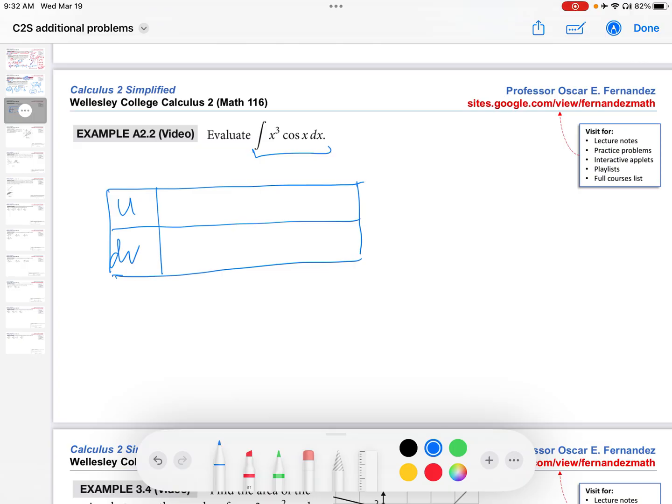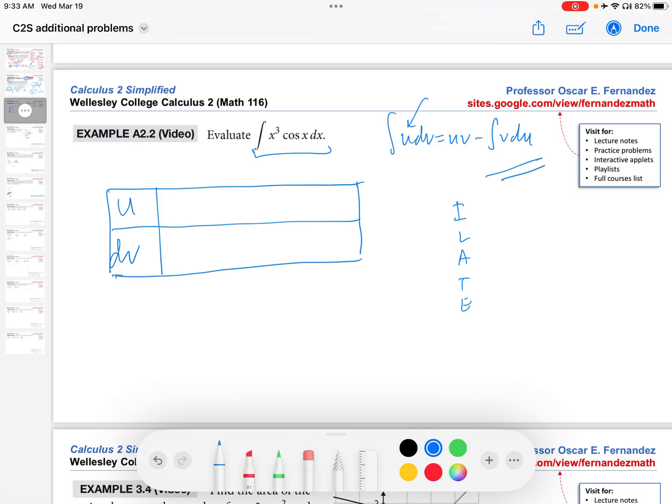Okay, so in your table of values, remember that we're doing integration by parts. So the integral of u dv equals u times v minus the integral of v du. That's our standard integration by parts formula. And first of all, there's a rule of thumb that I discussed in the book and elsewhere for choosing u. And that rule of thumb is ILATE.